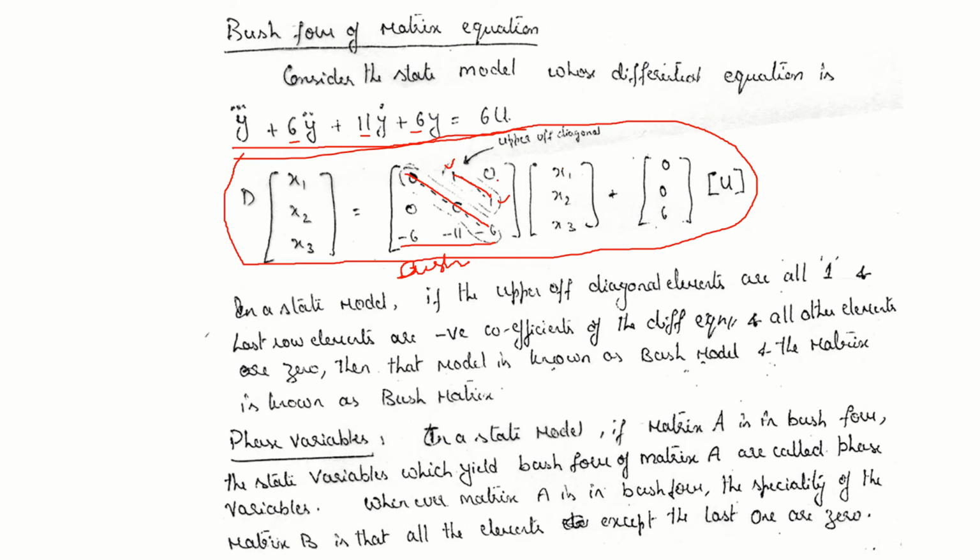Right. When matrix A is in Bush form, matrix B will have all elements 0 except the last one. When matrix A is in Bush form, the state variables are also called phase variables.